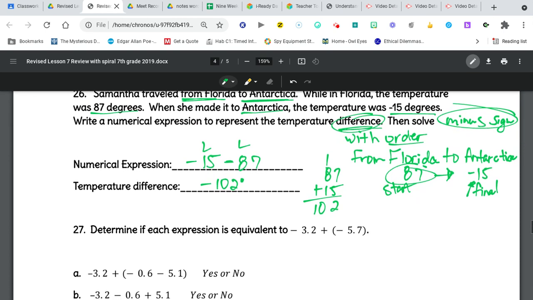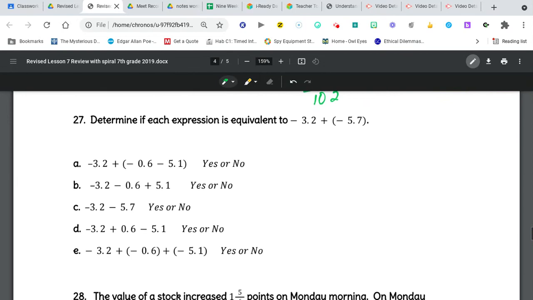All right. Now, let's go down and look at 27. 27 says determine if each expression is equivalent to -3 and 2/10 plus -5 and 7/10. Well, I know this is to the left, 3 and 2/10, and this is to the left, 5 and 7/10. I'm going to add those just to see what I get when I add. That's going to be -8 and 9/10.